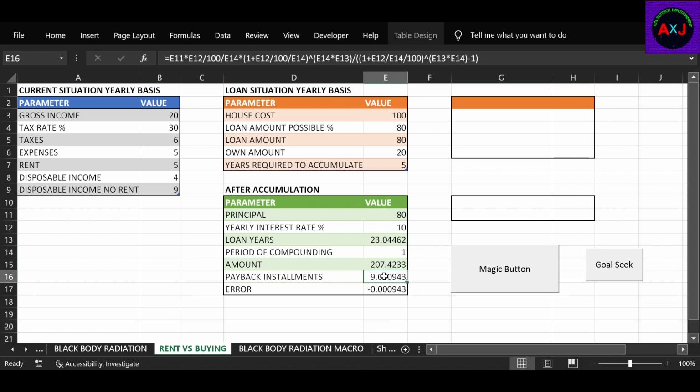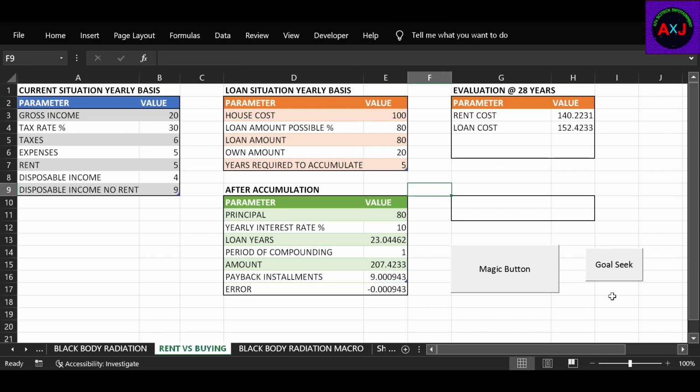Now that we know the situation with the loan and buying a house as well as the renting, we have to evaluate both situations. So we will do an evaluation after the loan tenure is over. This is at 28 years because we spent 5 years accumulating the amount required from our side. So the rent cost is 140 while the loan cost is 152. Let us also compare the net worth. In the case of rent, looks like it is 112 money that I would have accumulated, while for buying a house, it is just the value of the house. It looks like I made a mistake and got screwed by the bank.